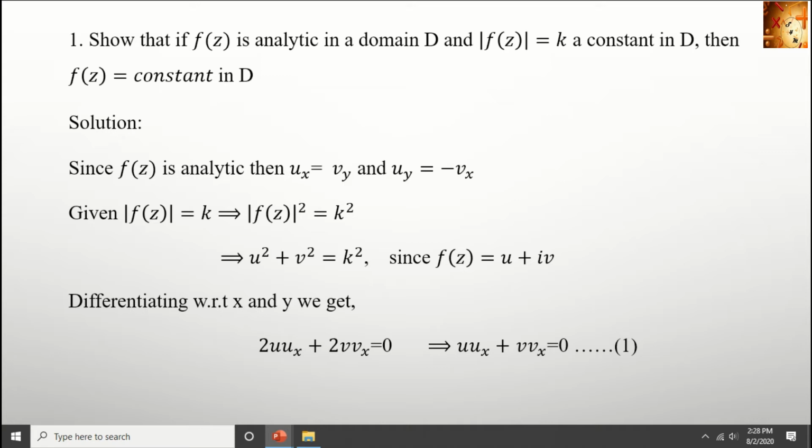Similarly, differentiating the expression with respect to y, we get 2uuy plus 2vvy equal to 0, that is uuy plus vvy equal to 0. So there are two equations, equation number 1 and equation number 2. Then we are moving to solve these two equations. Before that, it is given that the function is analytic. So we have by CR equations ux equal to vy and uy equal to minus vx.